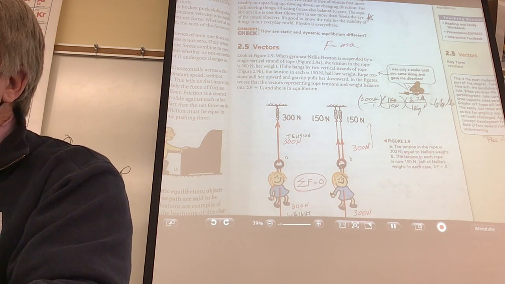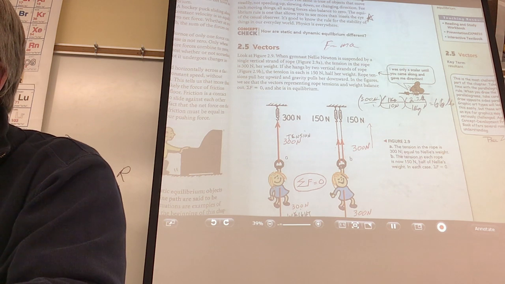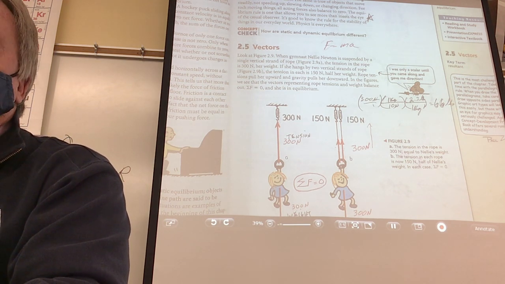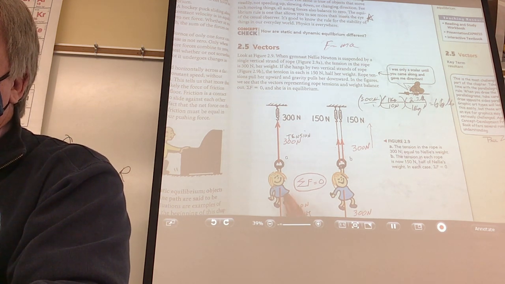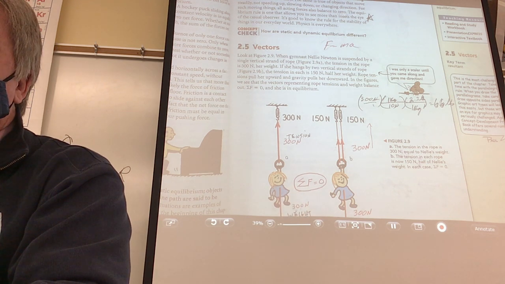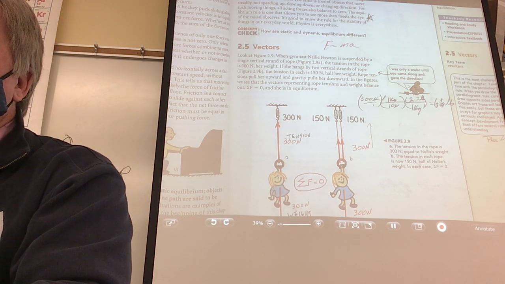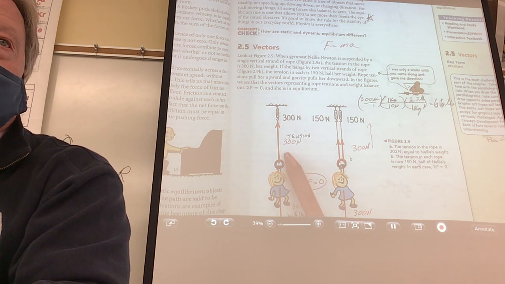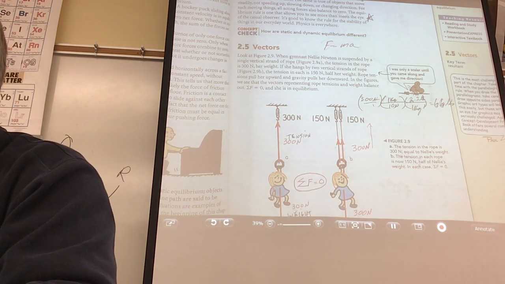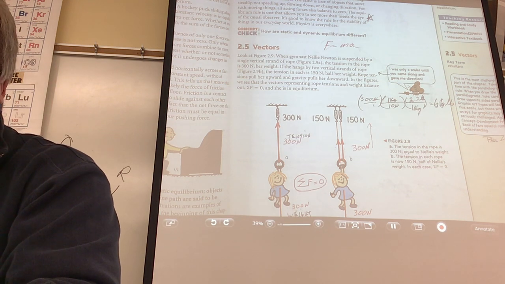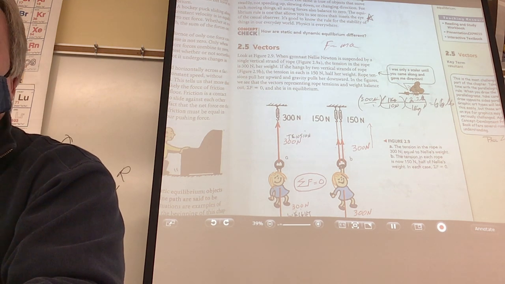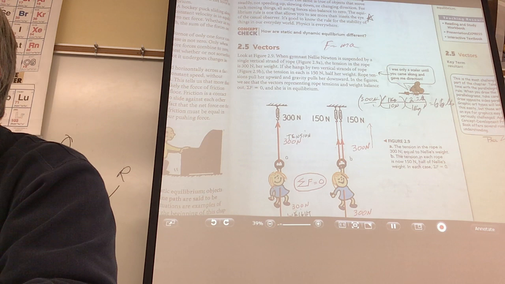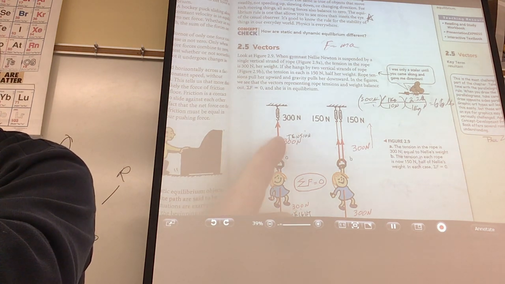And what do they name this person? Nellie. Okay. Anyway, this is Nellie. And Nellie is hanging, and Nellie weighs 300 newtons, but she's sitting there. So what is the tension in this rope? 300 newtons up, isn't it? And remember, in the vector world, we have magnitude and direction, don't we? So 300 down, 300 up.